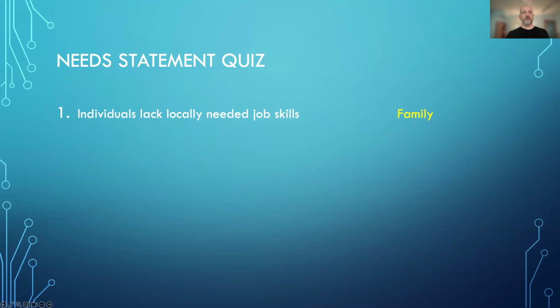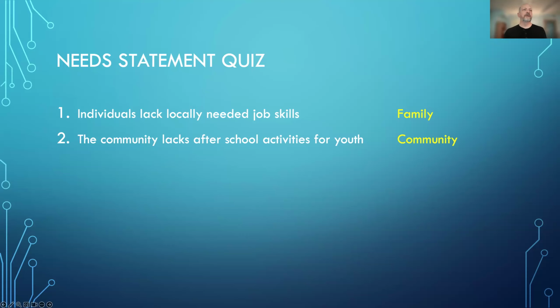Okay. Number two, let's see here. The community lacks after school activities for youth, right? Is that a family, community, or agency level need? What do you think? All right, I'm seeing community, and that is correct. We got community.